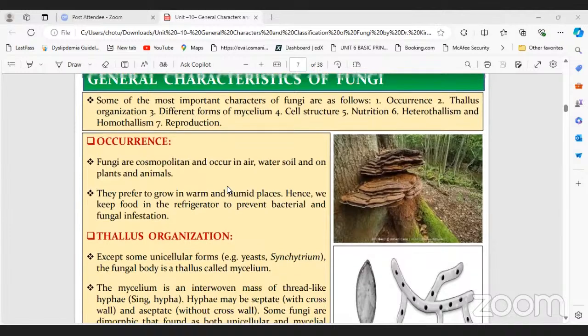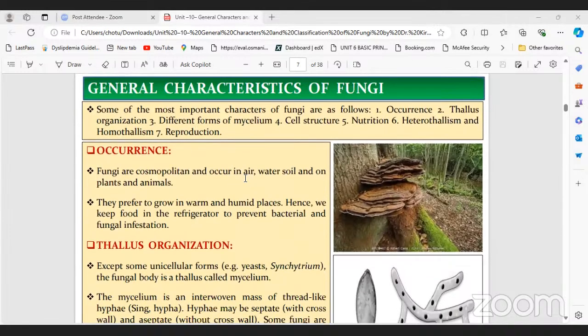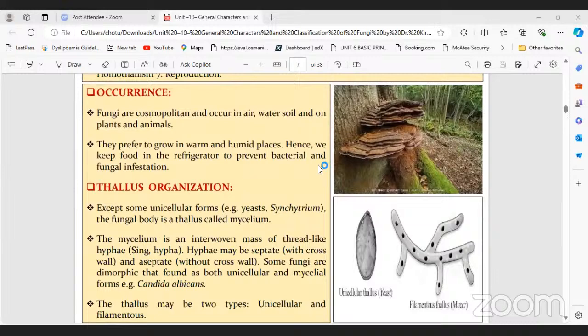Coming to the general account, some of the most important characters. First is occurrence. Second is the thallus. Third is the differentiation of mycelium and cell structure, then nutrition, heterothallism and homothallism. These characters are all important for fungi. First, occurrence: where the fungi are found.